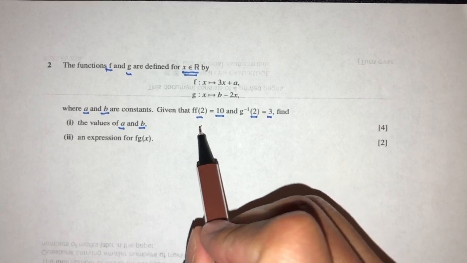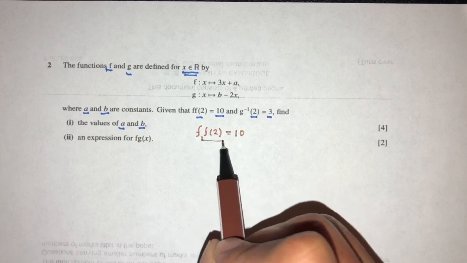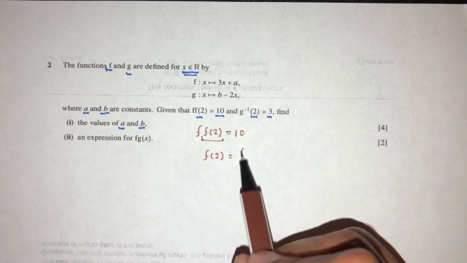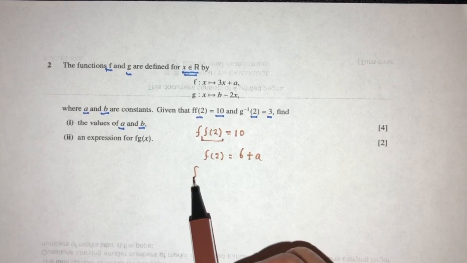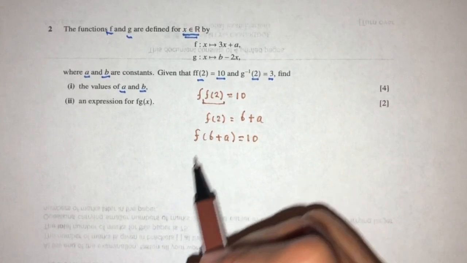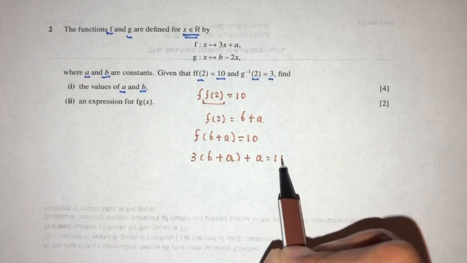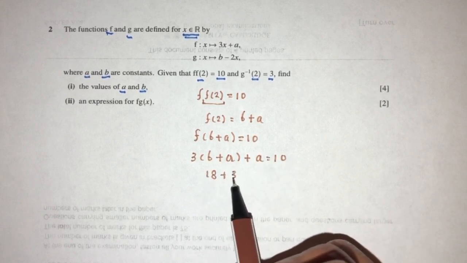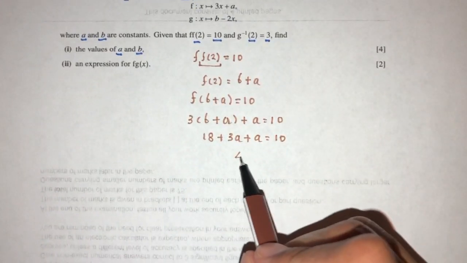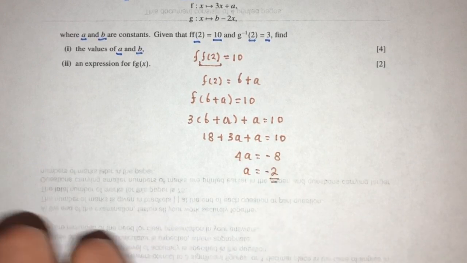For example, f of 2 is 10. First thing first, what is f of 2? It will be 2 times 3 is 6 plus a. Now we understand that f of 6 plus a should be 10. So that should be 3 times 6 plus a, that will be 10. That will be 18 plus 3a plus a, that will be 10. So we are going to have 4a is equal to minus 8, so a will be minus 2. That is your value of a.